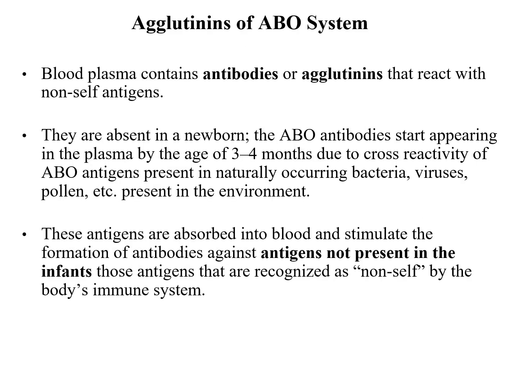Agglutinins are antibodies that react with these antigens I've mentioned earlier. They are absent in the newborn. The ABO antibodies start appearing in the plasma only after the age of 3 to 4 months due to cross reactivity of ABO antigens present in naturally occurring bacteria, viruses, and pollens from the environment. These antigens are absorbed into the blood and stimulate the formation of antibodies against antigens not present in the infants, those antigens that are recognized as non-self by the body's immune system.